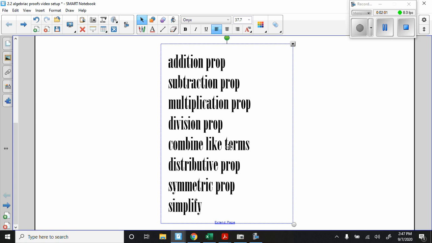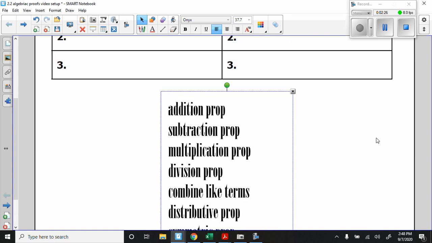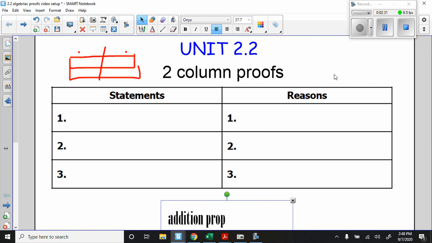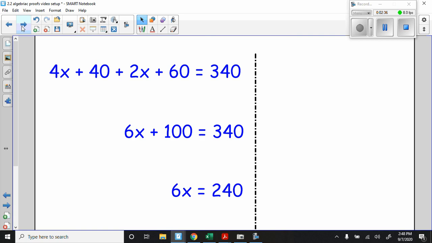Combine like terms is to combine like terms on one side together. Distributive property, you all have seen distributive property with the parentheses. Symmetric property just means to flip it. So if x was on the left, we could flip it to the right. You'll see examples of it. And simplify just means that I could have simplified one side. So I know this is all new, and it looks really different than a lot of things we've done, so I'm just going to try to relate it to something like this.